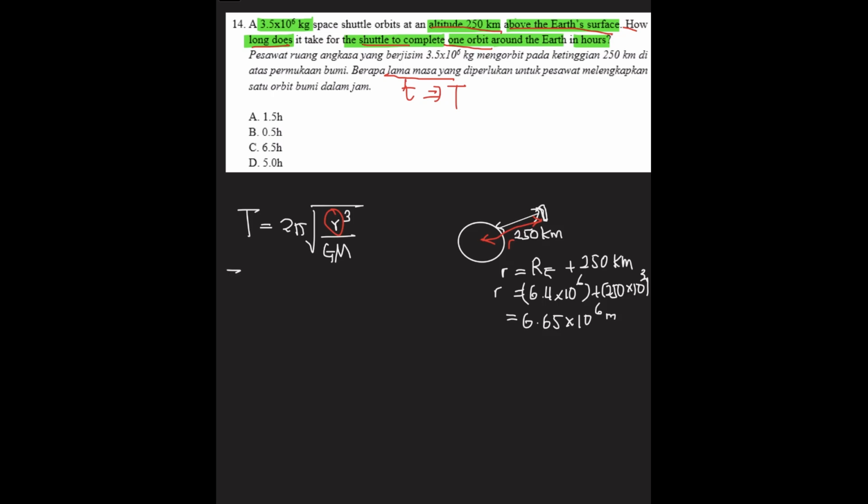Okay, next we are going to substitute all values into our equation. Okay, 2 pi square root R cube. The value of R just now 6.65 times 10 power of 6, divide by G. Okay, so G is also equal to universal gravitational constant, which is the value is 6.67 times 10 power of negative 11. And here capital M is mass of the Earth. Okay, jangan tersilap pilih mass kat sini. Capital M is mass of a point mass in satellite motion, and our point mass here is the Earth. Okay, bukannya mass of the space shuttle tadi. So mass of the Earth is 5.98 times 10 power of 24 kilograms.